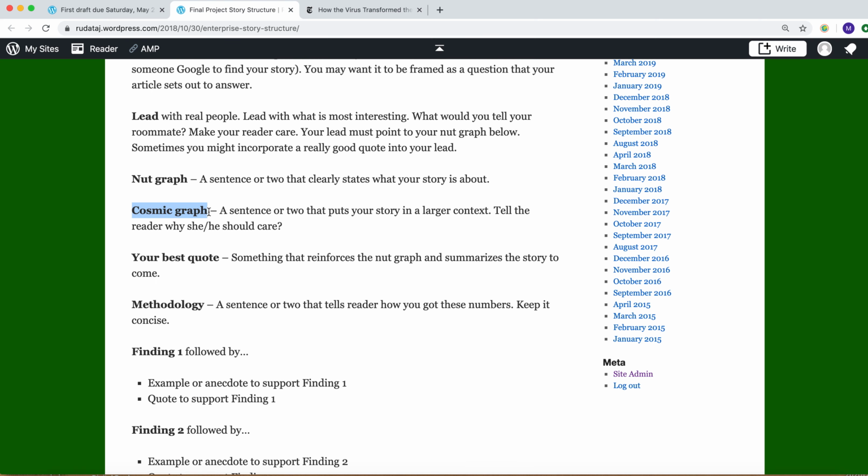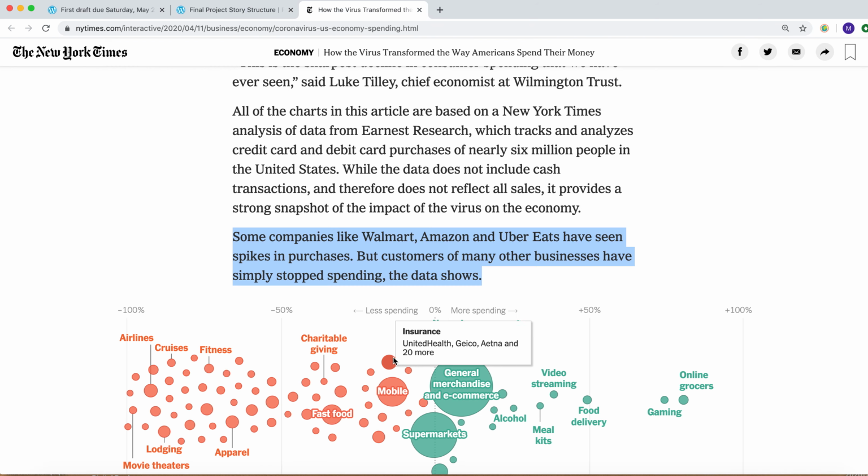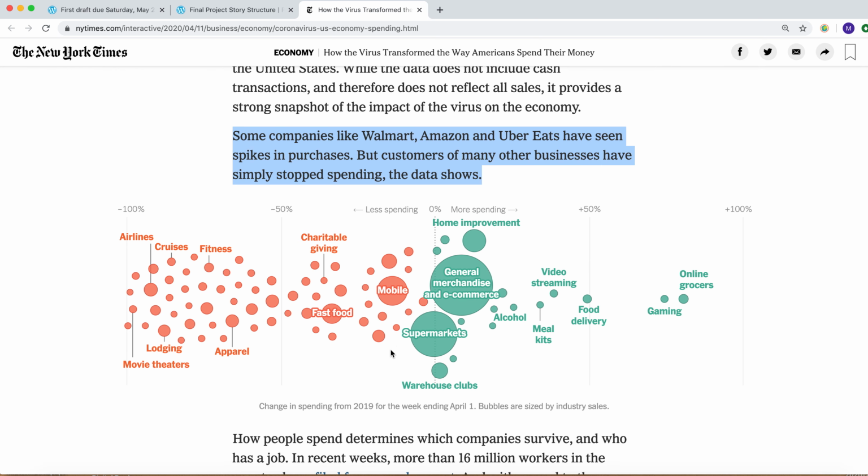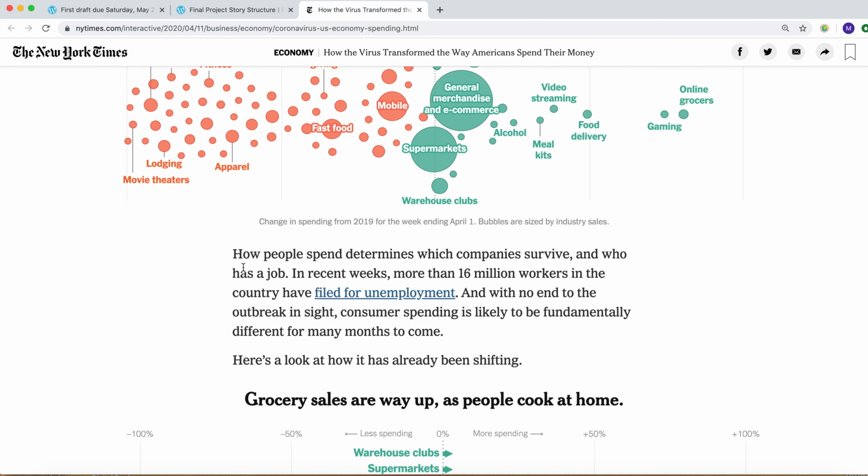Then a cosmic graph: a sentence or two that puts this in larger context and tells us why we should care. This is right here. Why should we care about this story?